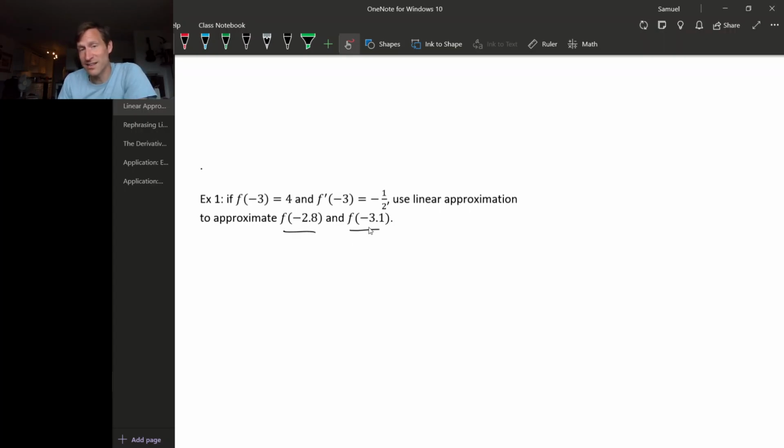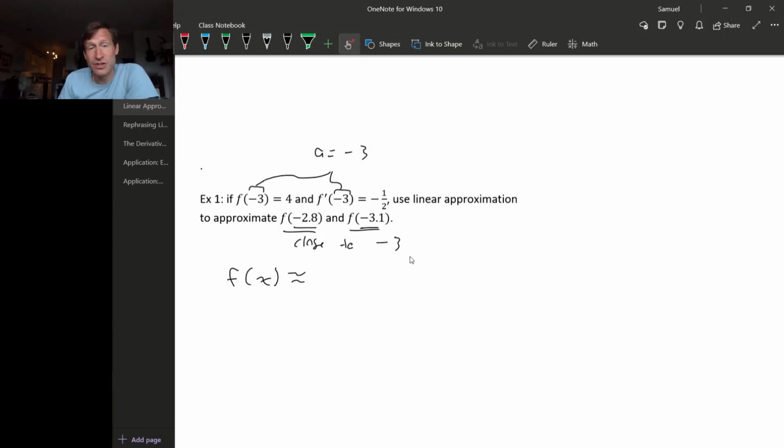Now, we can't find these values exactly because we just don't know enough about the function. But these x values are close to minus 3. So for each of them, we can use linear approximation. So let's work out linear approximation. What should our base point be? Well, we don't really have any choice for our base point. The base point has to be an x value where you know the value of the function and its derivative, and the only x value where we know the function and its derivative is minus 3. So minus 3 is going to be our base point.